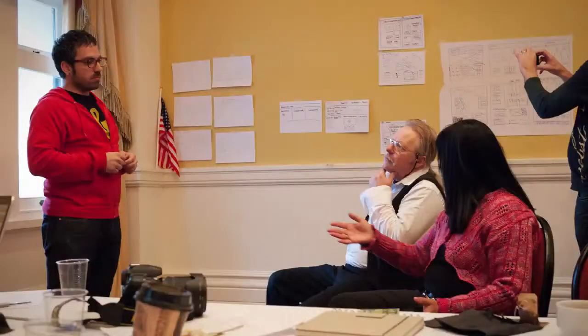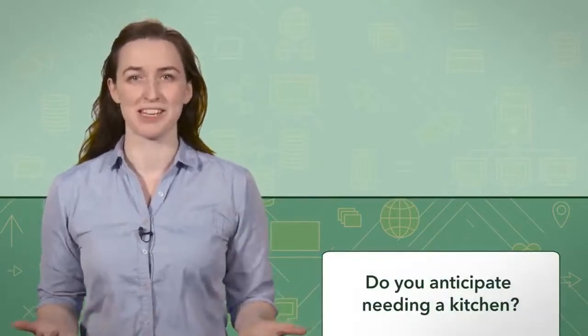Eliciting requirements involves not only listening to what the client is telling you, but asking questions to clarify what the client has not told you. For instance, did it strike you as odd that this house has no kitchen? That would be a natural follow-up question. Do you anticipate needing a kitchen?